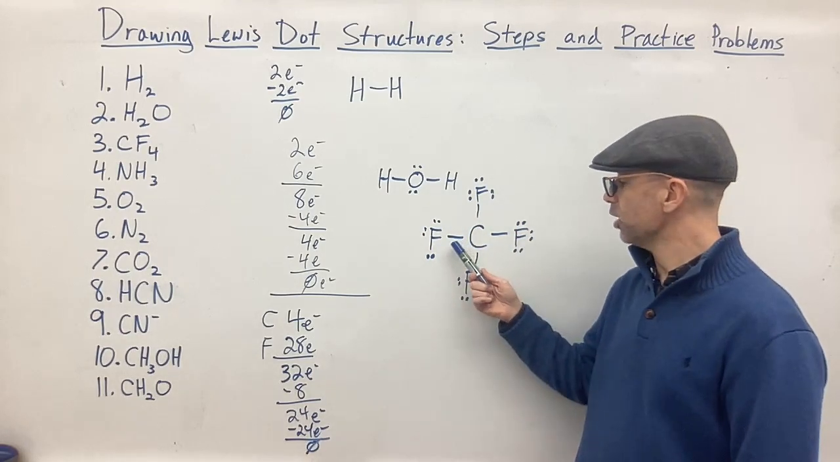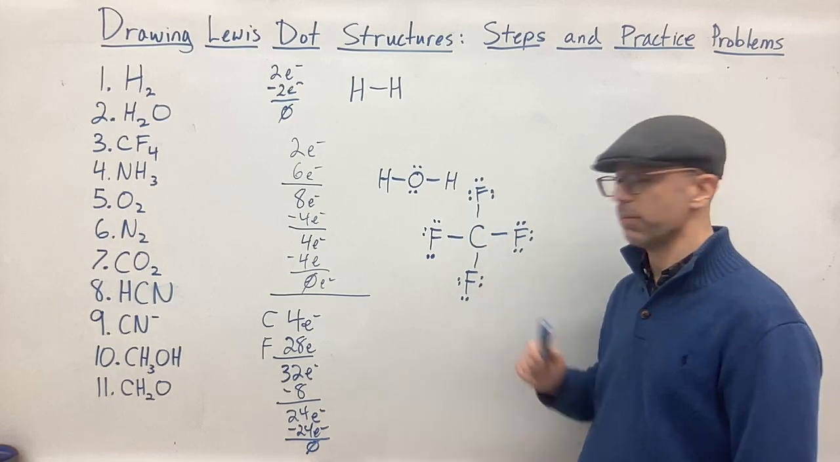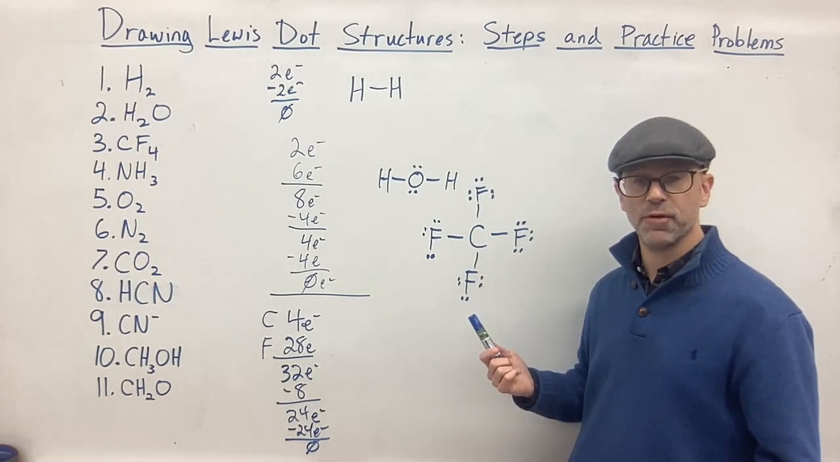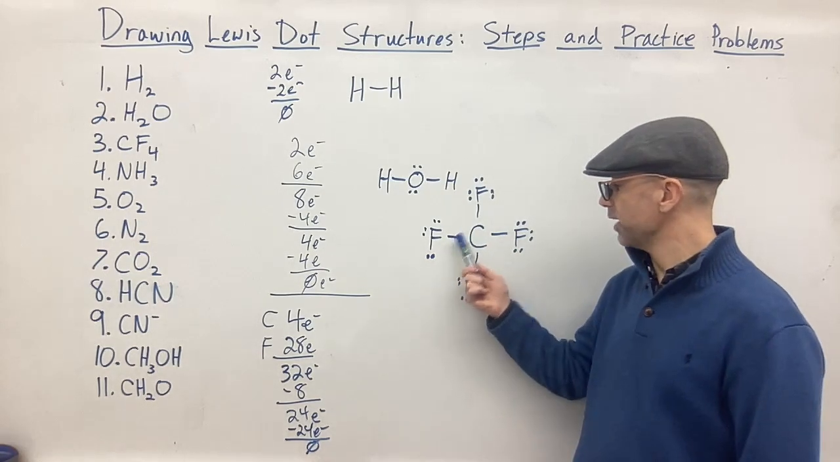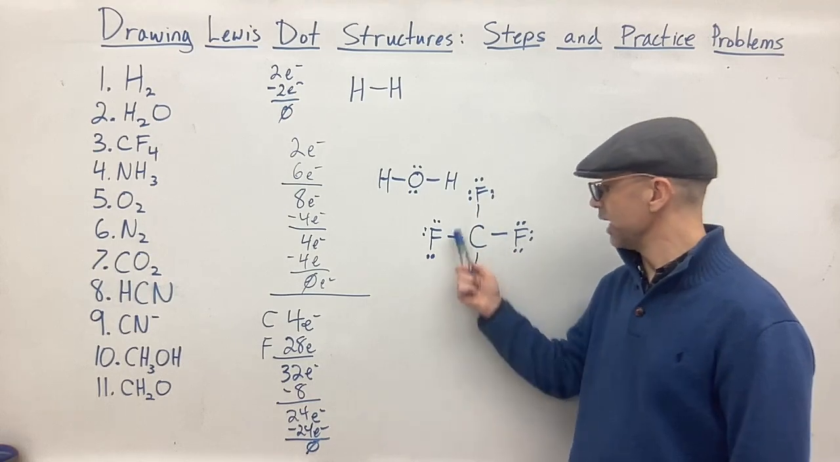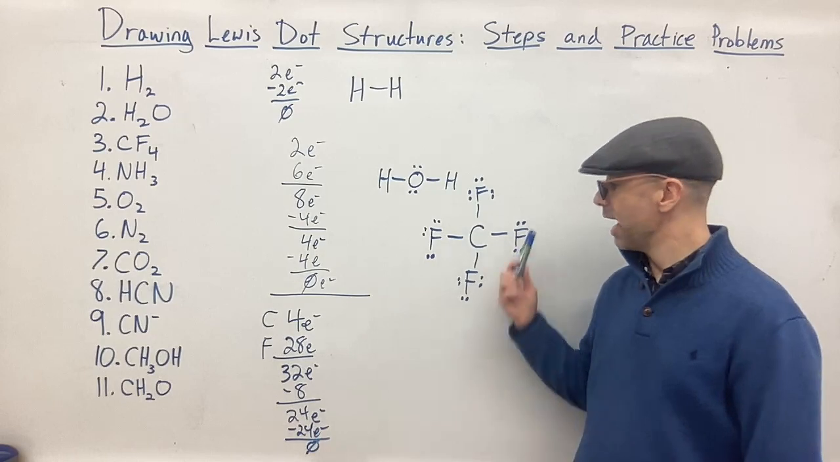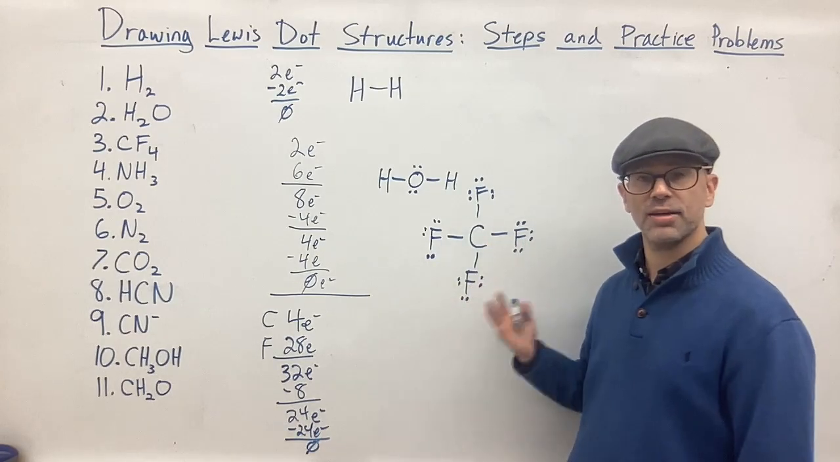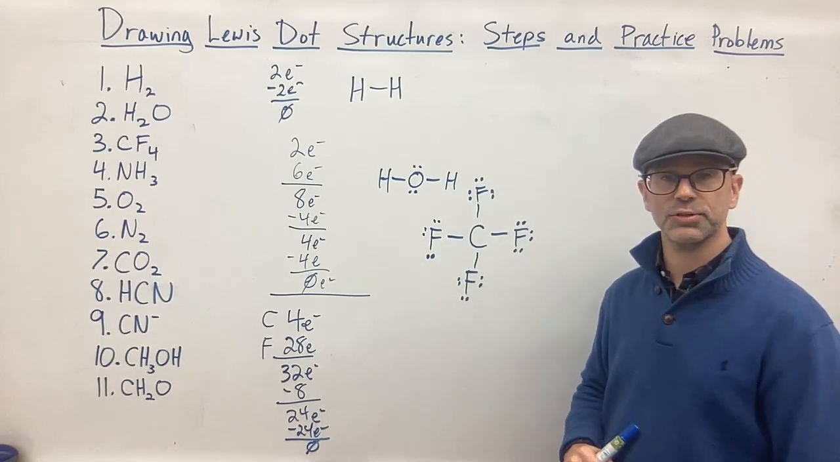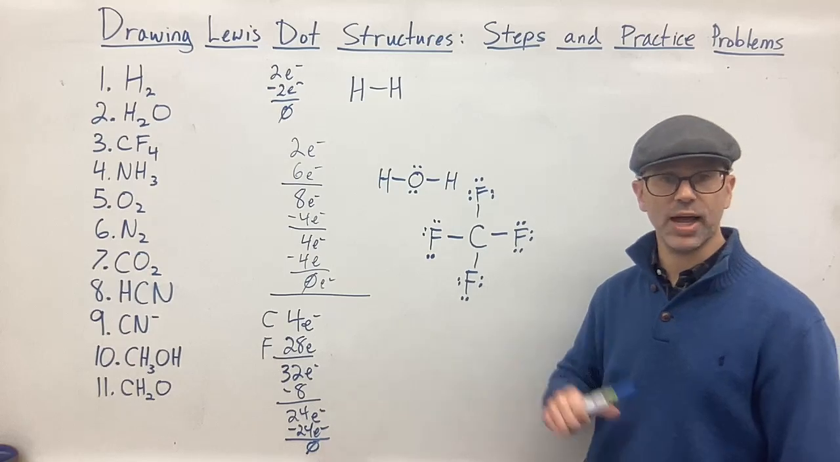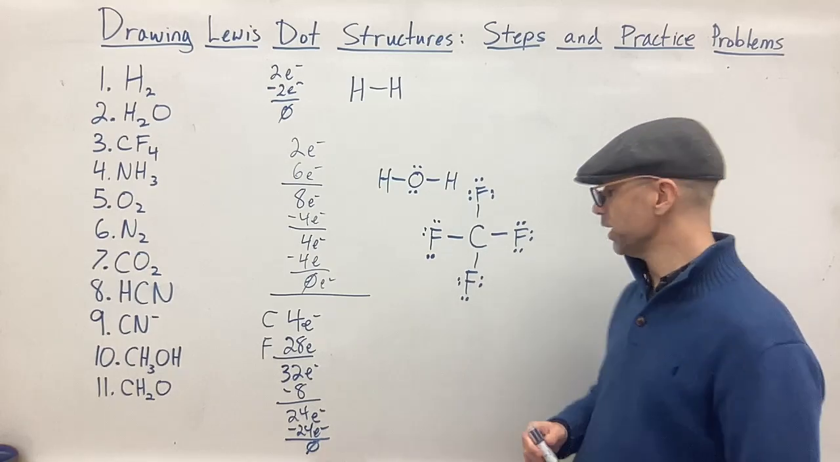And you'll notice that carbon has 1, 2, 3, 4 bonds, which is typical of carbon. And also each bond has 2 electrons. So that's 8 electrons for carbon. Carbon's happy with an octet. Everyone's happy? So we are done. This is our Lewis dot structure for CF4. Okay, let's move on to NH3.